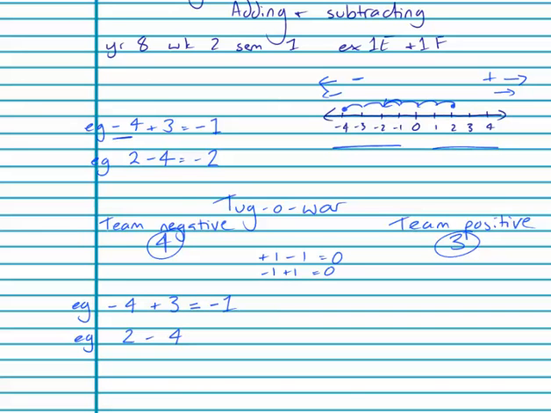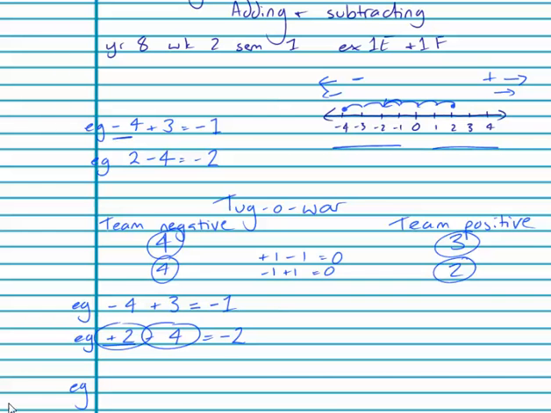The second example I did, 2 minus 4. The minus goes with that. If there's no sign in front of the 2, that's a plus. So team negative has 4 people. Team positive has 2 people. Team negative is going to win. Always check which team is going to win. By how many? They've got 2 people over. They're going to win by 2 people.